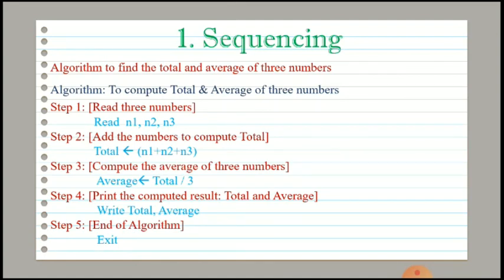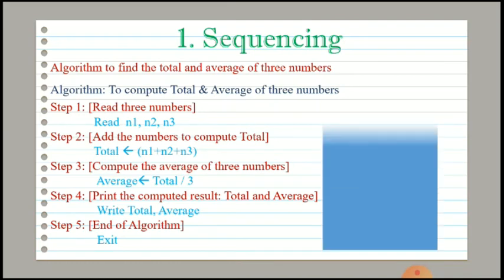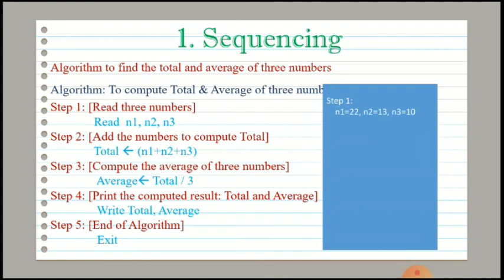Now we will take the values and, using the algorithm, solve the given problem. Suppose 22, 13 and 10 are the inputs. So this will be our first step. Then in step 2 we will calculate the total by adding these three numbers and store that result in total. So the total is 45 and that will be stored in total.